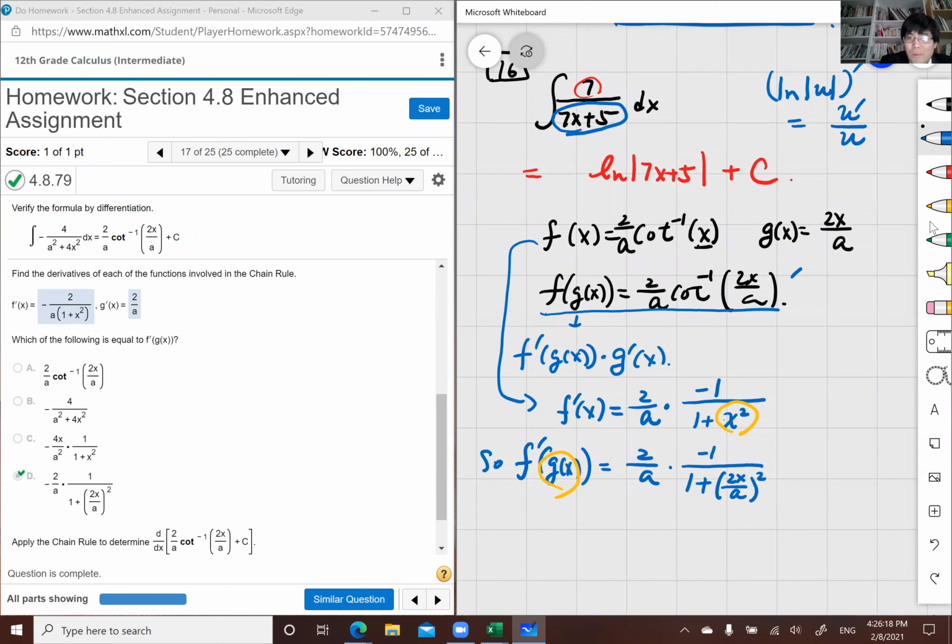Now we are going to multiply it by this one, and this one is obvious. This is 2 over a times x, so that's derivative is going to be 2 over a. Okay, so that's what is covered here.